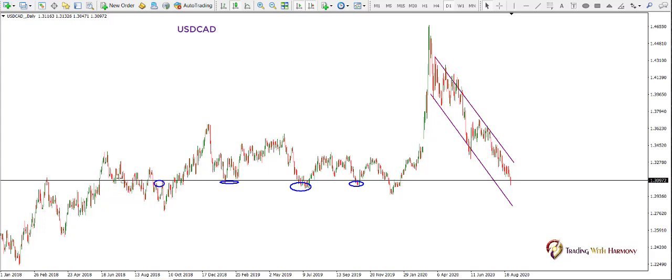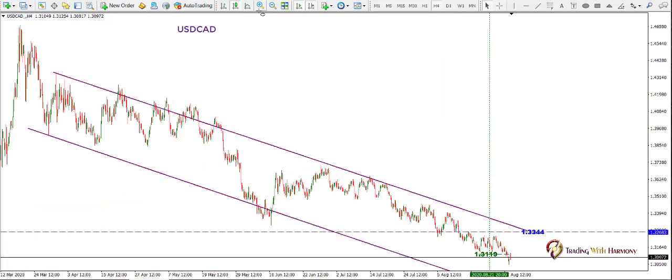Resistance here, and support, right? So we're coming down to this big structural level at the moment. So what I'm looking for then, let's go into the actual 4-hour and have a look at our setups.